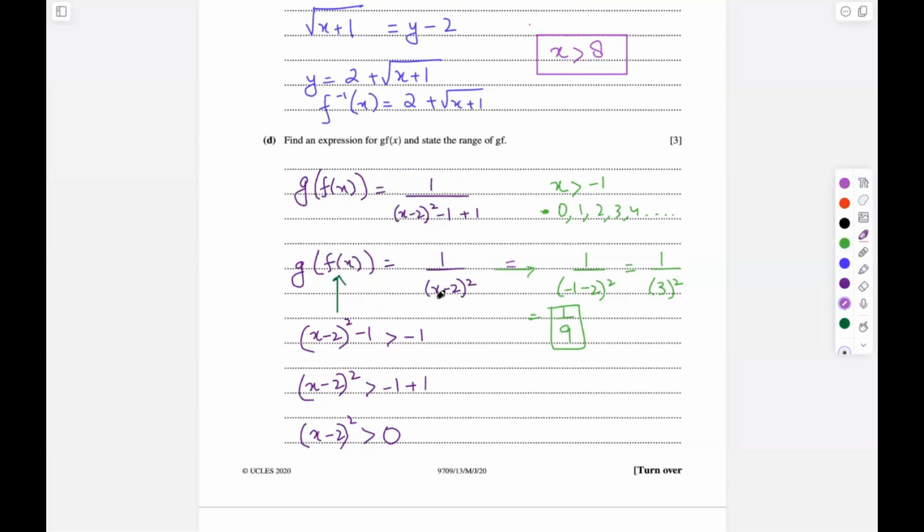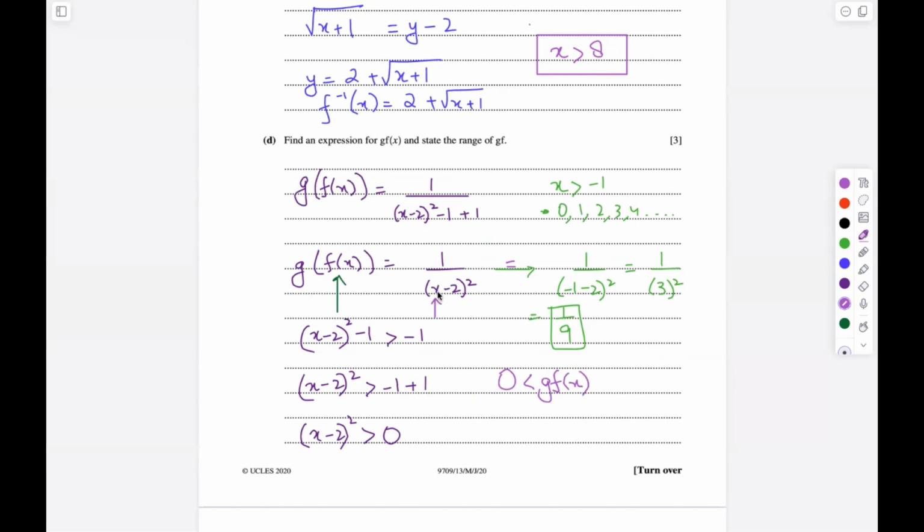Any other value of x that we substitute over here will give us a value which is less than 1 upon 9. And a very huge value of x will give us a value which is near 0, but it will not be equal to 0. So the range for g f of x will be greater than 0 as it can never reach 0.